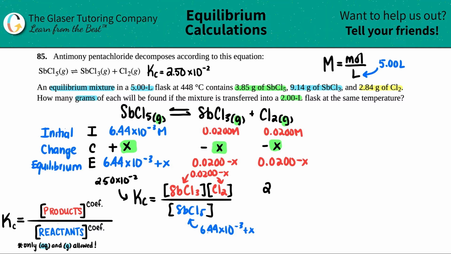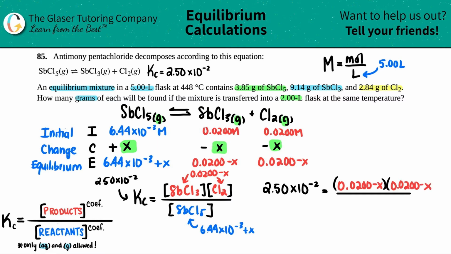So let's do this. 2.50 times 10 to the negative second equals, now, since we're multiplying this by the same number, actually, I'm just going to work that out. So 0.0200 minus x, and then the same thing, right?